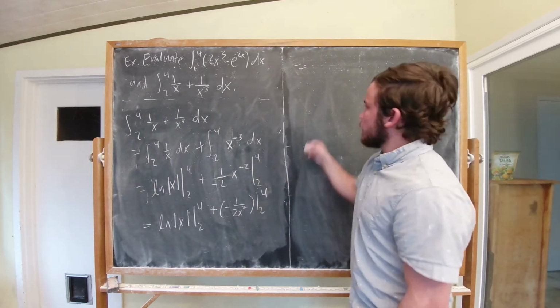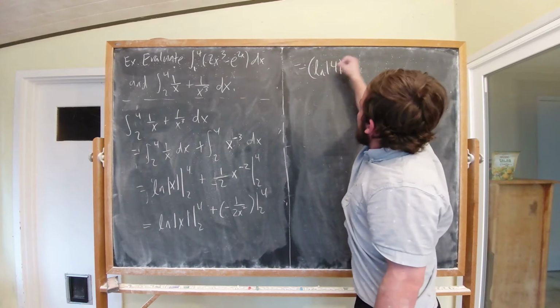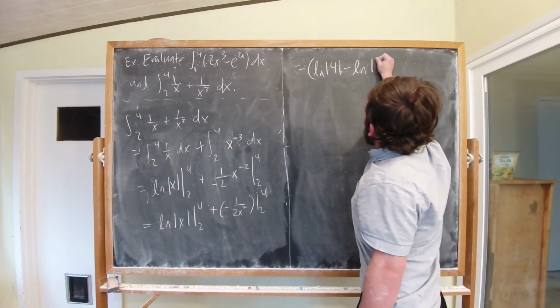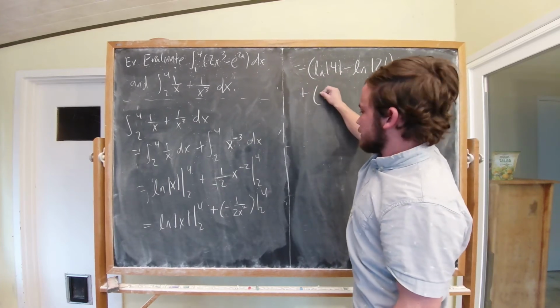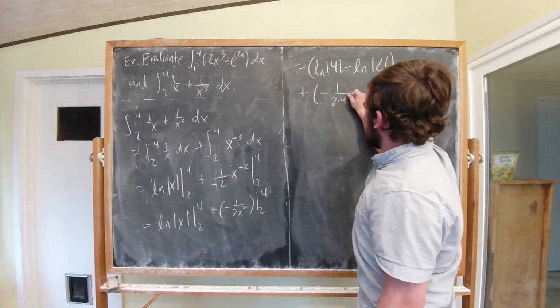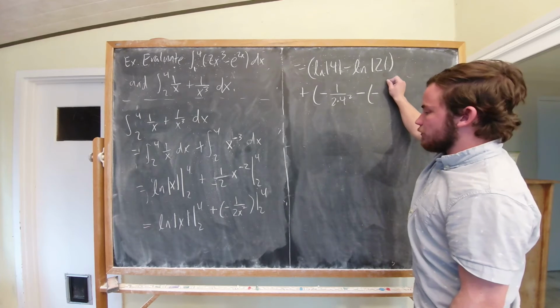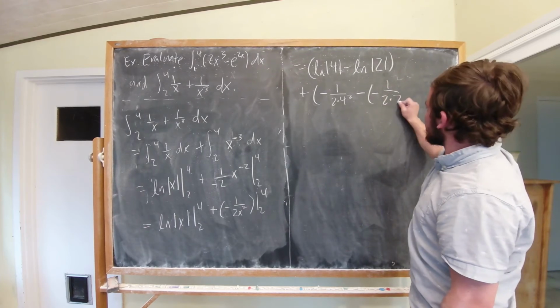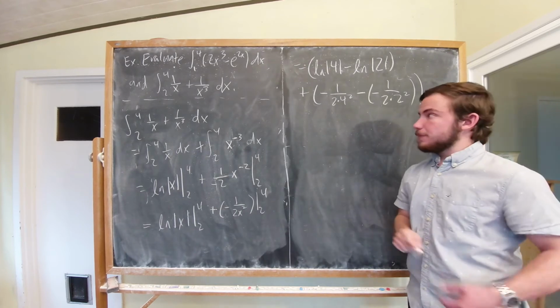Moving up to here, that's the natural log of the absolute value of 4 minus the natural log of the absolute value of 2 plus negative 1 over 2 times 4 squared minus negative 1 over 2 times 2 squared. You'll notice I'm being very careful to keep all of my minuses.